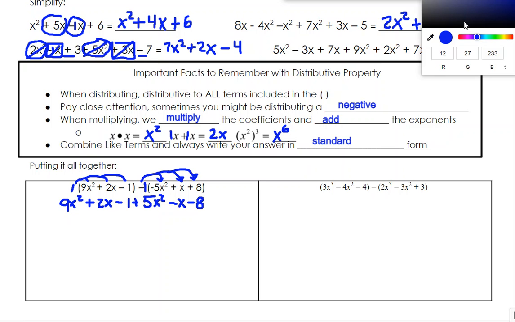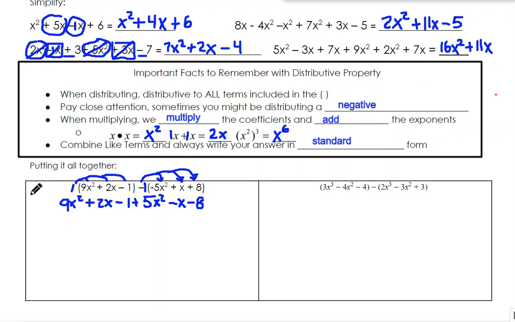All right, so then what I do is I combine my like terms, right? So I want to start with my x squareds because those are my biggest exponents. So I can start with that first. So I see 9x squared. And I see a 5x squared. I can add those two together because there's a plus right here. 9x squared plus 5x squared would give me 14x squared. All right, I combine those. I'm done with my x squareds. All right, I see I have a plus 2x, and I can combine that with a minus x.